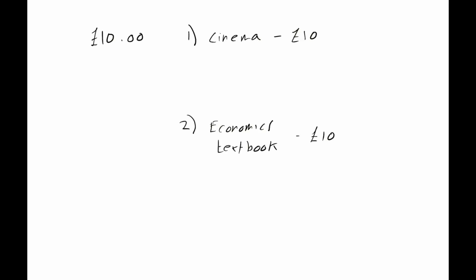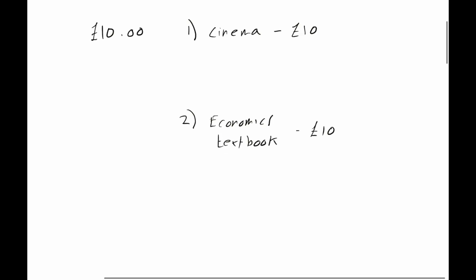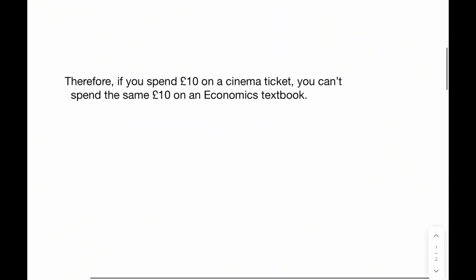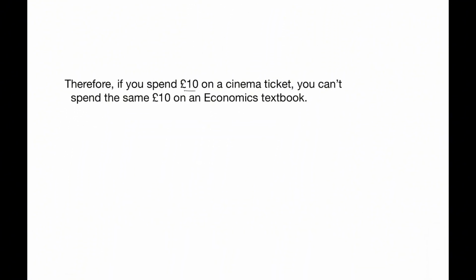So you've got £10 and you've got to make an economic choice because of the basic economic problem. Let's say that you decide to buy the cinema ticket. Therefore, if you spend £10 on the cinema ticket, you can't spend that same £10 on an economics textbook. So the opportunity cost of going to the cinema is the benefits you have now lost, the benefits that are now foregone because you are not buying the economics textbook.